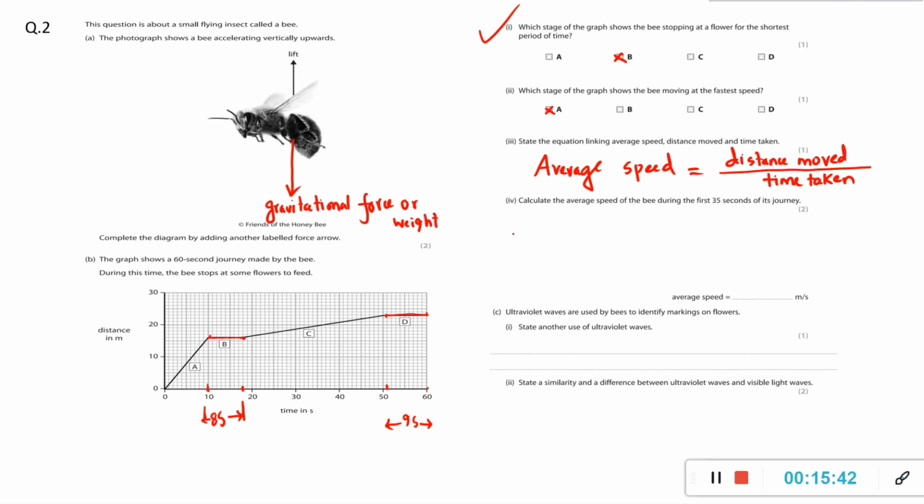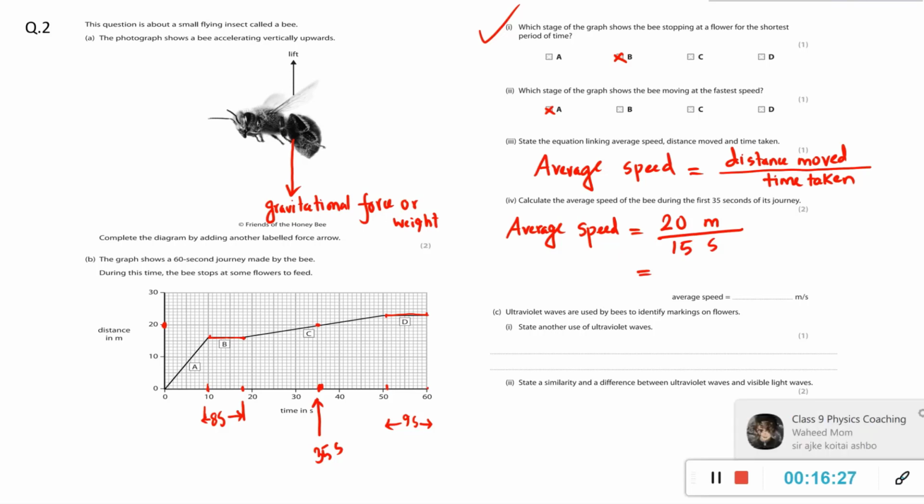So calculate the average speed of the bee during the first 35 second of its journey. We know average speed equal to distance moved divided by time taken. First 35 second, total distance moved by the bee 20 meter in 15 second. So answer will be 20 divided by 15, so 1.33 meter per second.